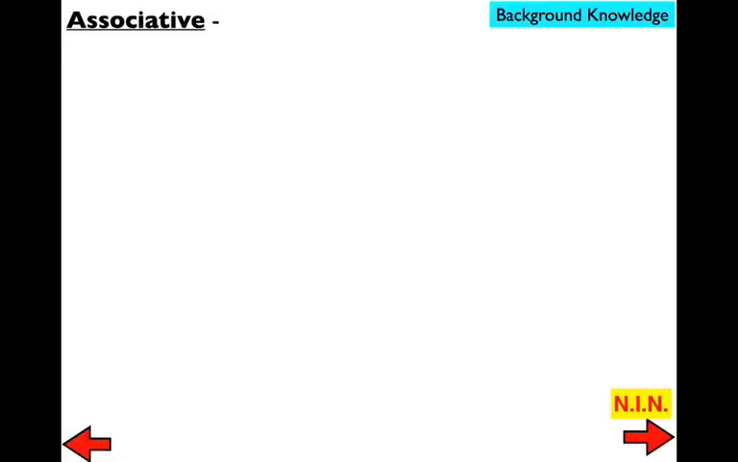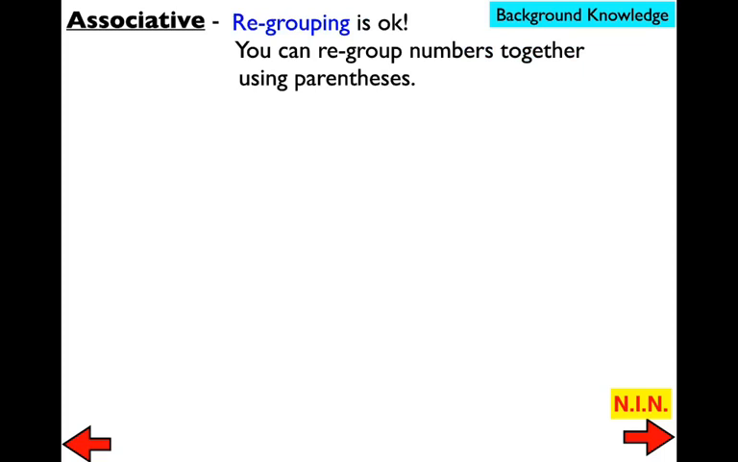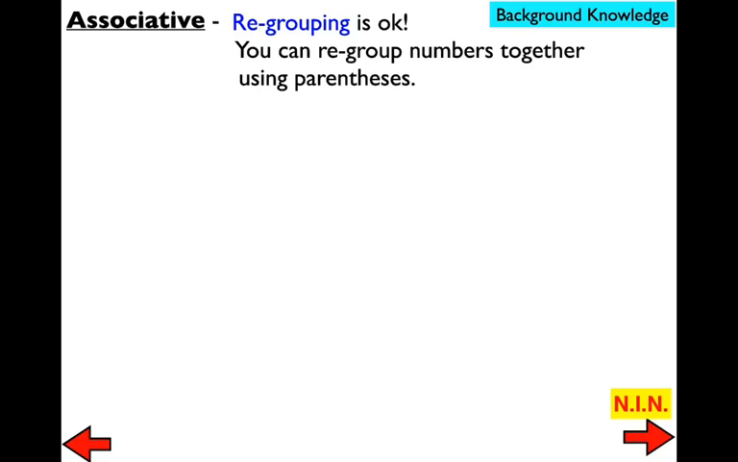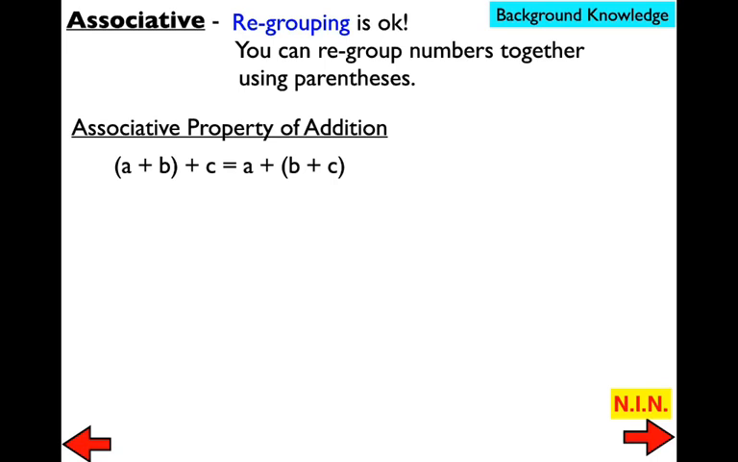All right. Another important property from earlier grades, definitely 7th, definitely 6th, probably earlier than that, is the associative property. And the associative property tells us that when we regroup numbers, it's okay. You can regroup numbers together using parentheses. And the word associate means partner or connect. Most often we use the word to describe groups. For example, if a person goes to UStack Middle School and not Savage Middle School, we would say that person is associated with UStack Middle School. The associative property of addition, the generic form looks like this.